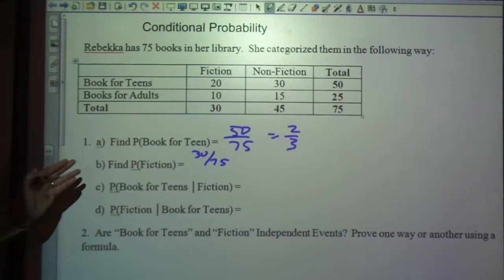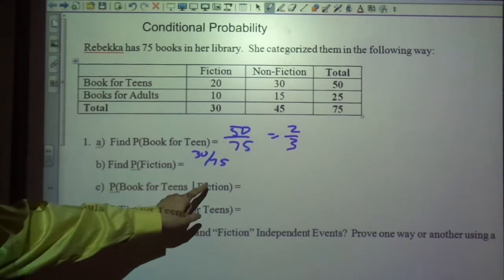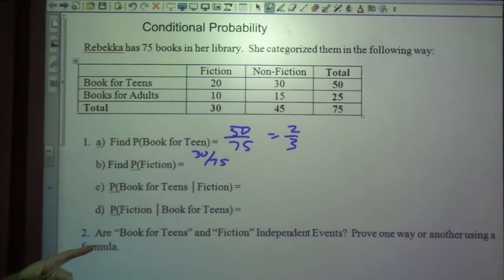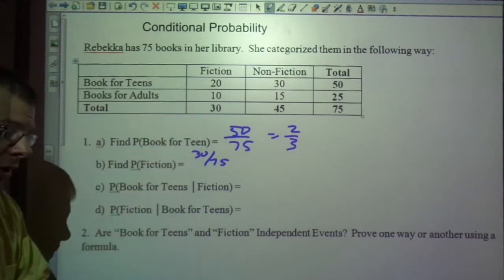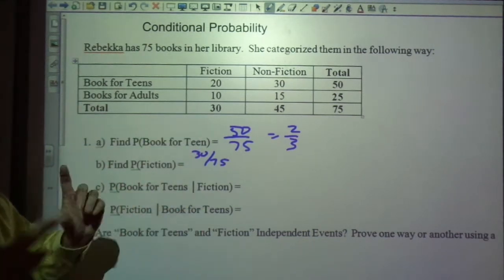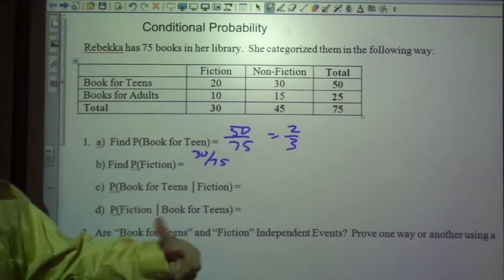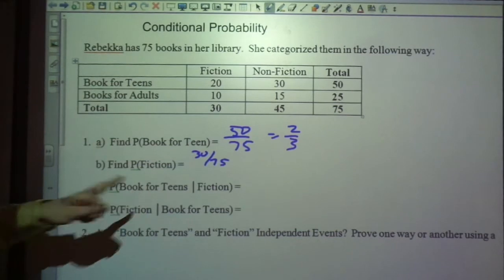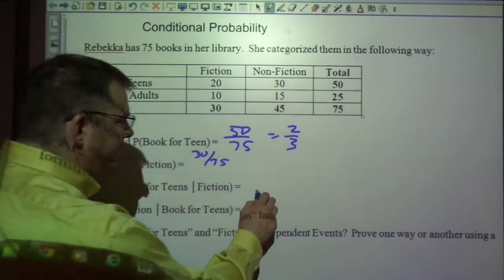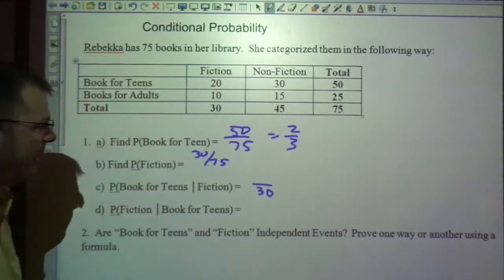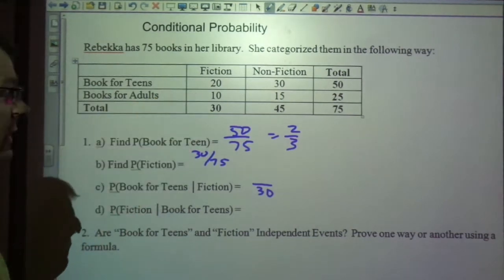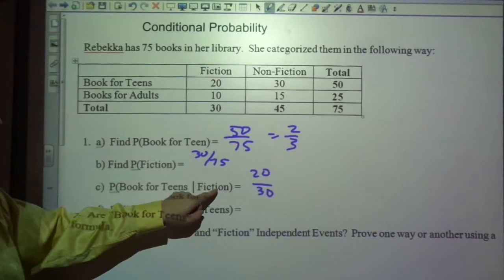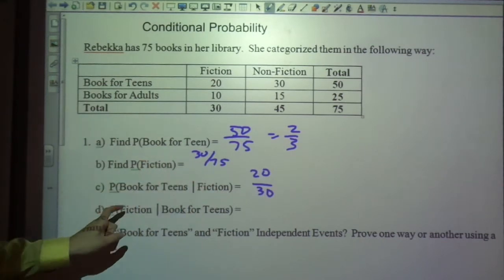Now this is the conditional probability. What's the probability of grabbing a book for teens given that it's fiction? We want to work backwards and look at this part first. Let's put these 30 fiction books in a pile so that we know the book is fiction. We reach into this pile of 30 fiction books. What's the probability that that book is a book for teens? Out of the 30 fiction books, how many of them are for teens? 20. So we have 20 out of 30. We know this first, that's our denominator, then we find the probability of this happening.